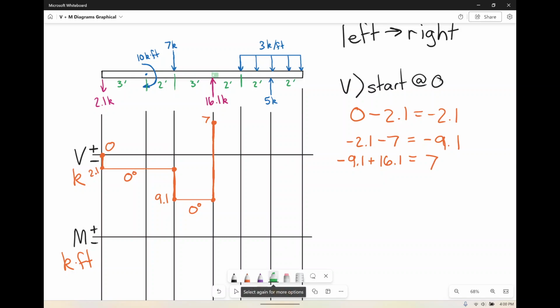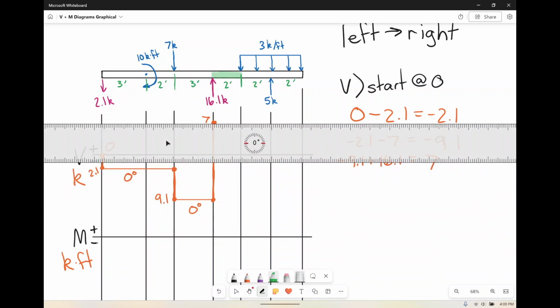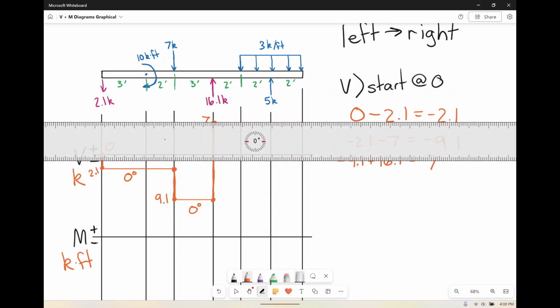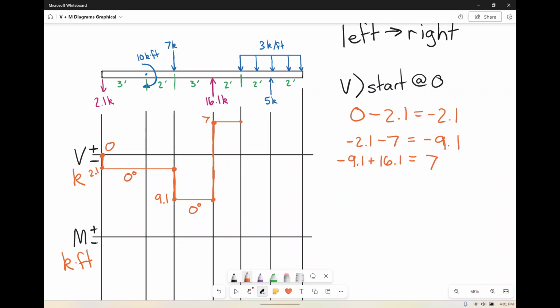Now what? Nothing's happening until we hit this distributed load. So here we go. I'm not going to erase that. That one's scary. Here we go. Nothing's happening until right here. So again, that's a 0 degree. Now for the fun. We can't just analyze the entire distributed load all at once, because we have to analyze it at every step along the way.